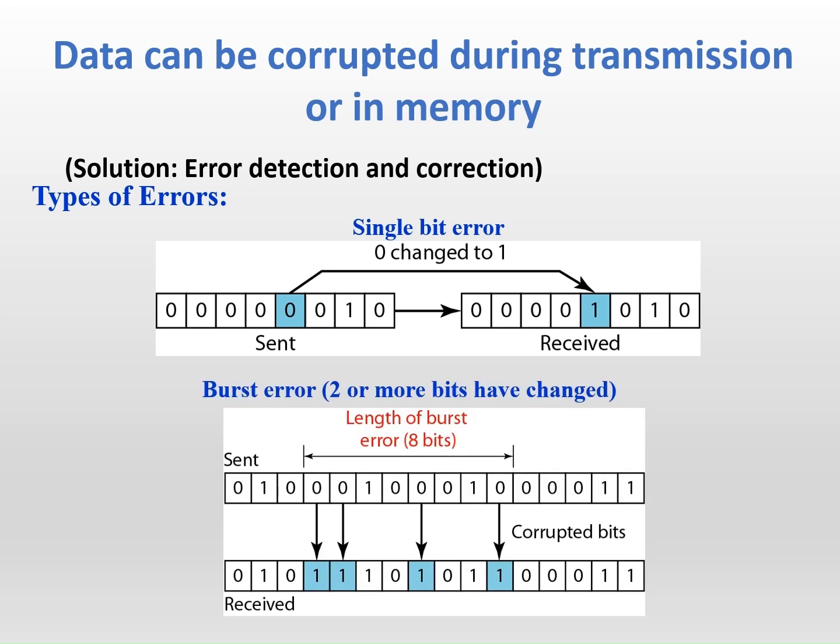This bit flip can happen in multiple bit positions also, like it is shown here. Here this 1 became 0, sender sent 0, it became 1 here, 1 here, and there are 4 bits that got flipped, but the span of this error is 8. So it is called burst error, and the burst length is 8. Single bit error is more frequent than burst error, and we are going to see Hamming code which can correct single bit error.